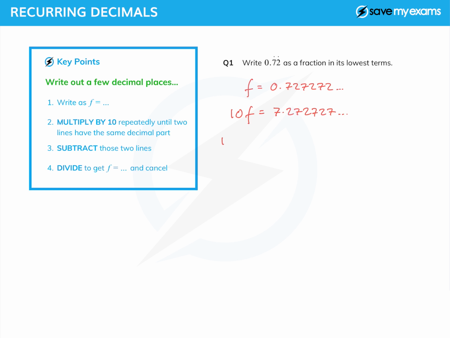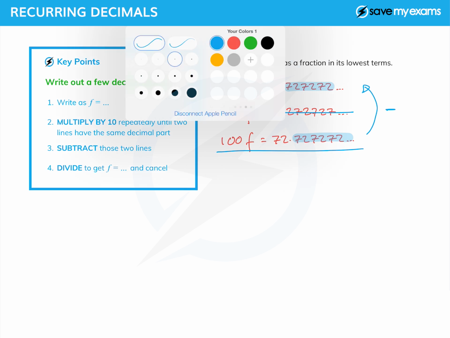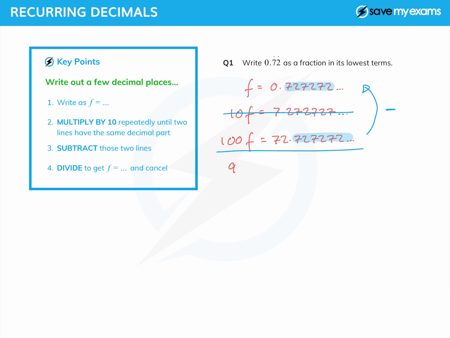Right, let's multiply by 10 again, and now I've got 100f. And now, moving the decimal point, I get 72.727272, etc. And I can see now that the decimal parts of these two lines are indeed the same. So what I'm going to do, as it says, is put a line through this one first of all, but then I'm going to subtract, and I'm going to subtract that way. So I get 100f minus f is 99f, and then I get 72.72 recurring minus 0.72 recurring, which is just 72.